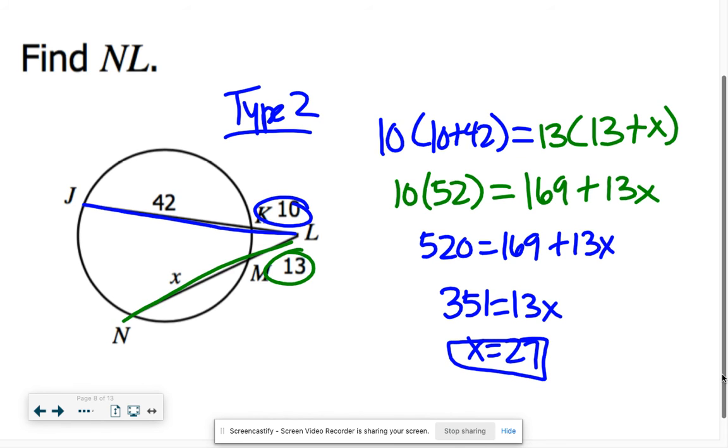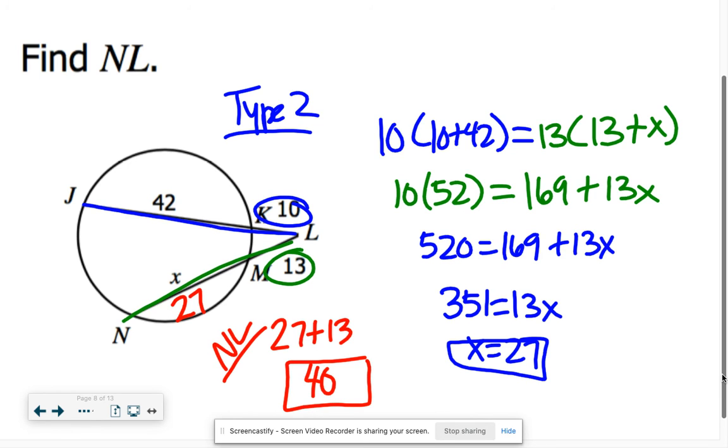However, folks, that's not what we wanted. We want the length of NL. So if I plug in 27 for x here, 27 plus 13 should give us 40. So NL equals 40.